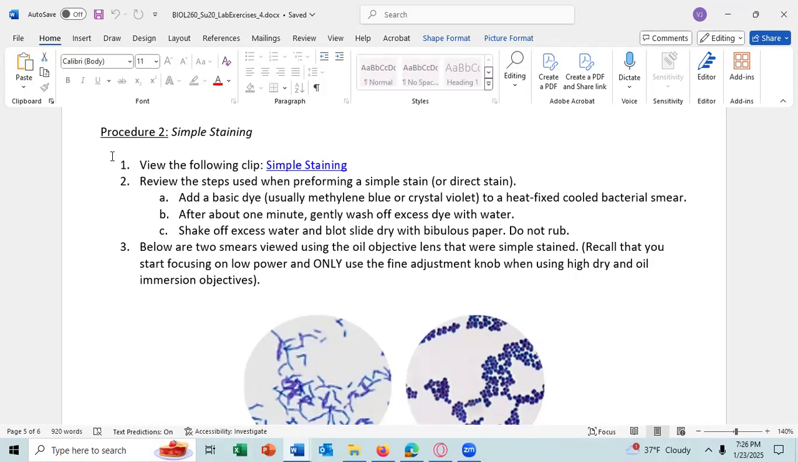Some important points with that: do not take the bibulous paper and rub it against the slide because that'll rub off cells. Likewise, don't take the slide and rub it against the bibulous paper because that will remove cells from the slide. And then answer the questions to procedure 2.